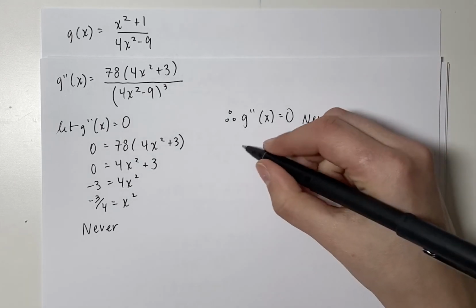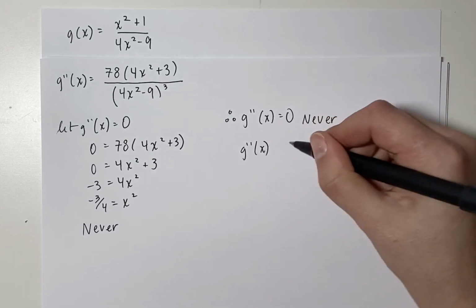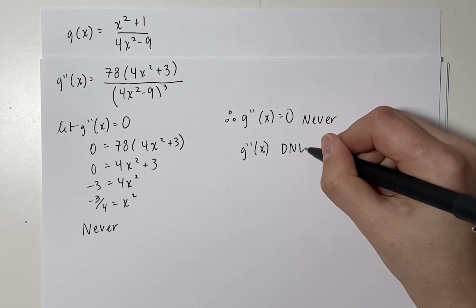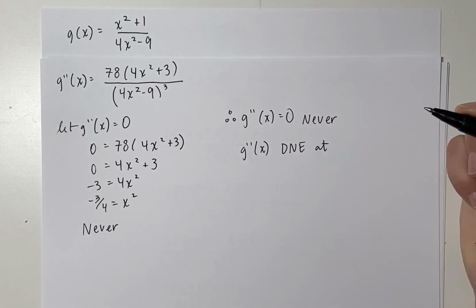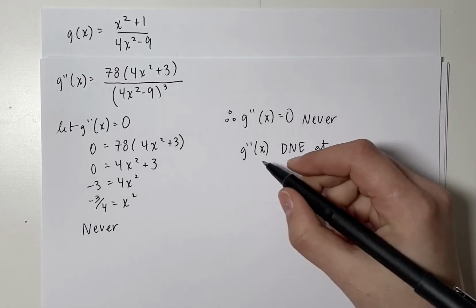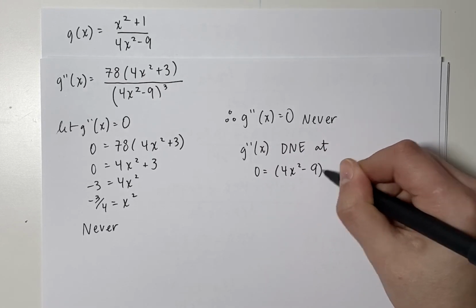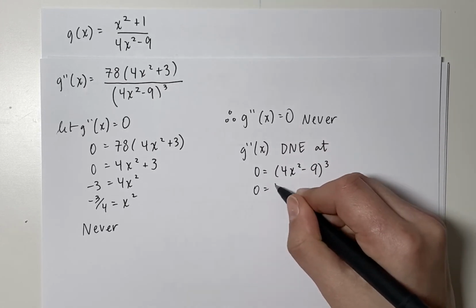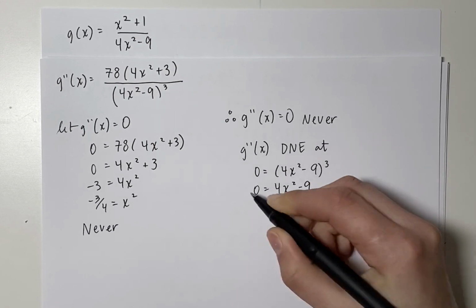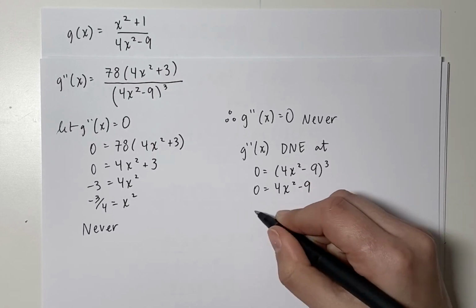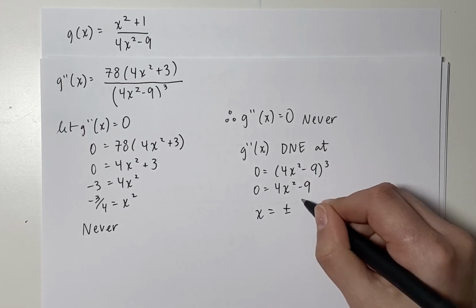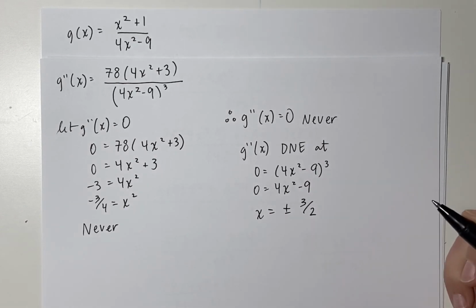But we have to also check where it does not exist. So it doesn't exist when 0 equals our denominator. And once again, if we solve, we'll get x equals plus or minus 3 over 2. If you recall, that's again our vertical asymptote.